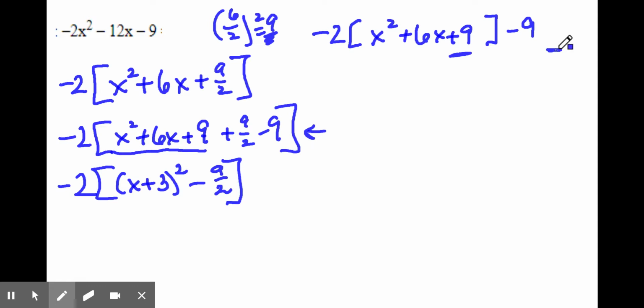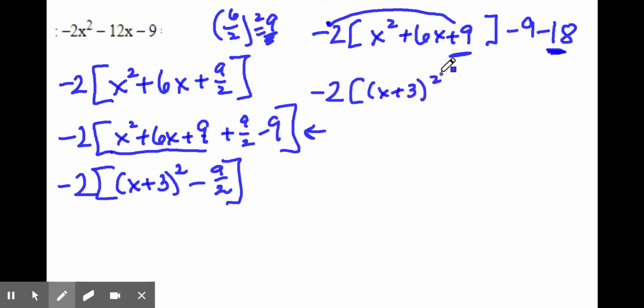So a 9 goes here. Now, when I want to put the number outside here, I have to account for the fact that I never took the negative 2 out of the negative 9 that's out here. So I'd have to do negative 2 times 9, which is negative 18, and I'd have to take 18 away from it. Okay, I'd have to take 18 away outside. So I'd have now negative 2 times x plus 3 quantity squared minus 27. Okay, minus 27. All right, so that's something you do have to consider.